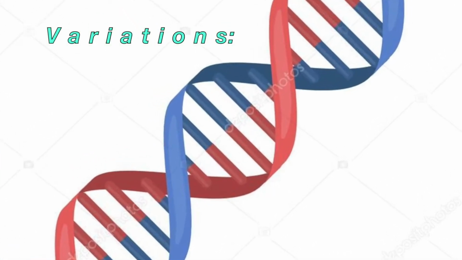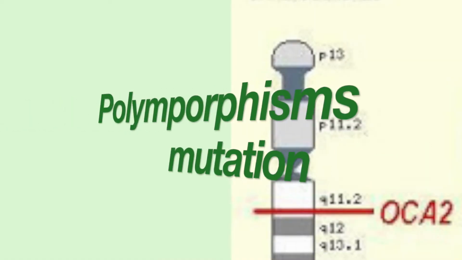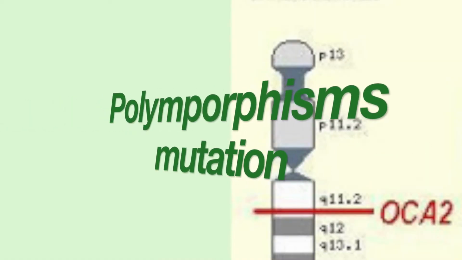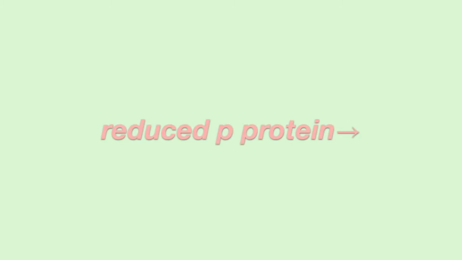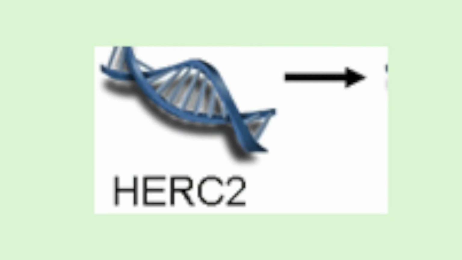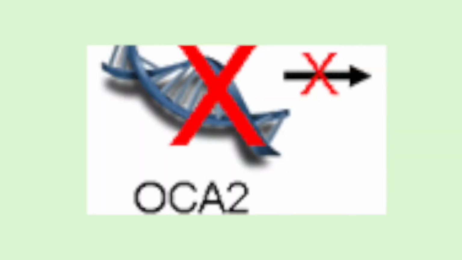But there are some variations, such as if there are polymorphisms, which are phenotypes that act as a mutation and cause OCA2 to make less melanin by knocking it out, reducing the amount of P protein produced and leading to lighter colored eyes. Or if someone had HERC2 that simply doesn't activate the OCA2, causing no melanin to be produced, which will result in blue eyes.